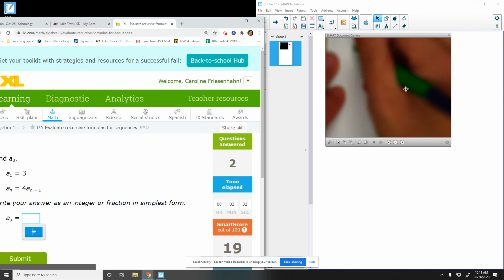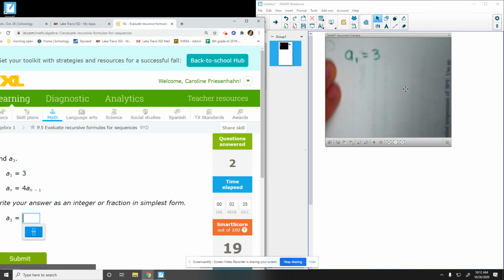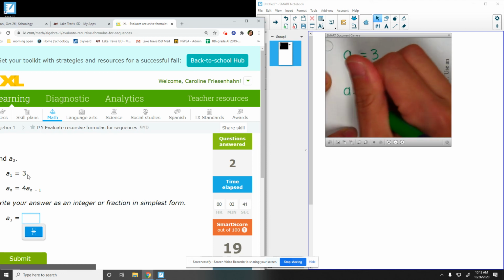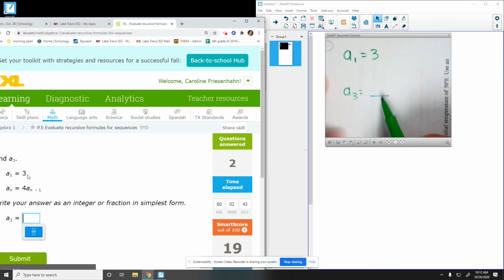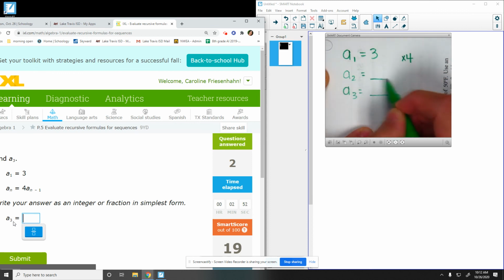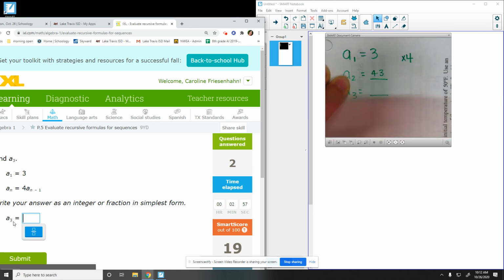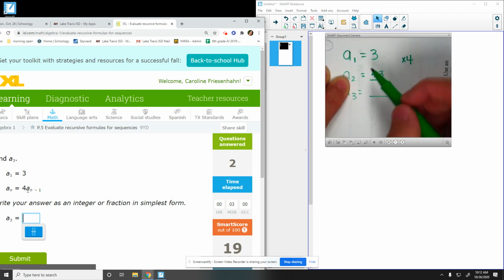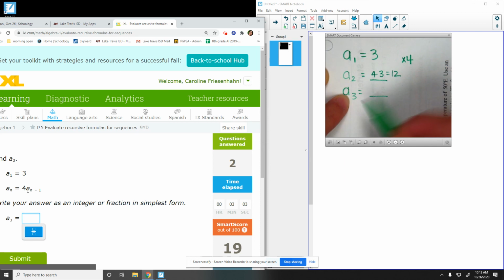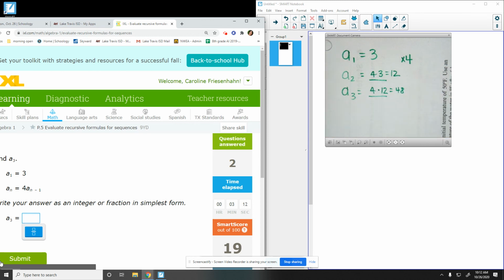So it told me in this problem, A1 is 3, right? Now, they're asking me for A3, because down here it says A to the third. So the rule is you're going to times it by 4. So if you have to find A2 before you find A3, isn't A2 going to be 4 times 3? Because the rule is times 4. So 4 times whatever was before is 12. For this one, you're still doing times 4, but it's 4 times what? 12, which gives you 48. So your answer here is 48.